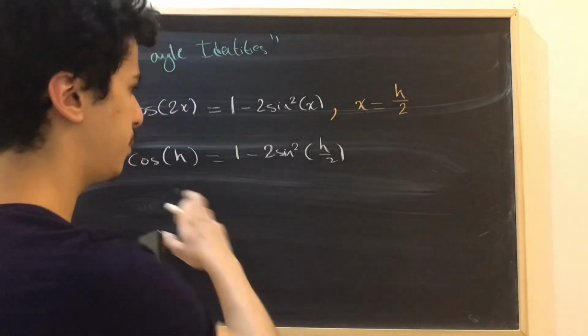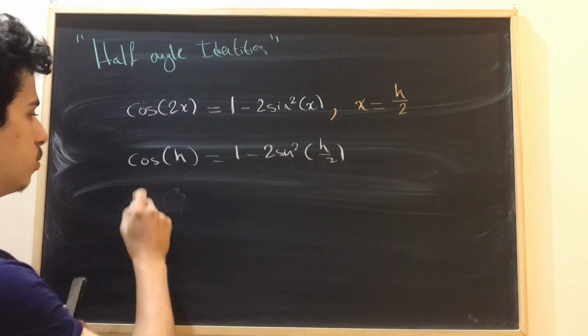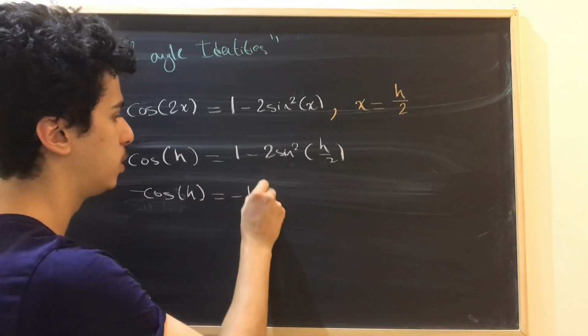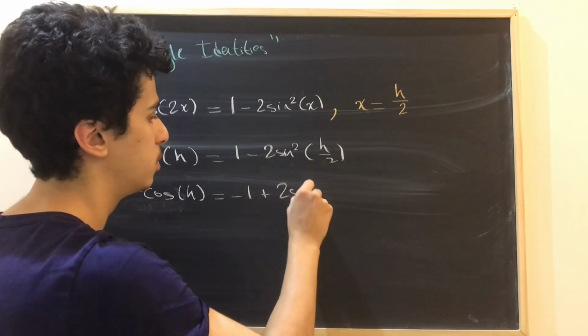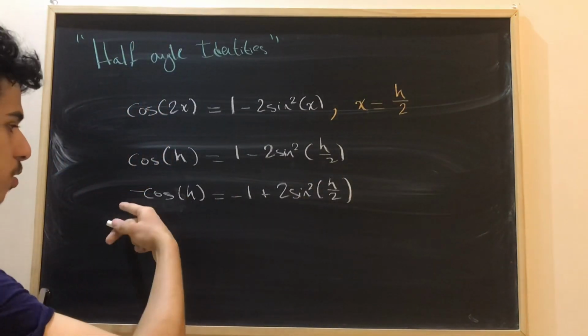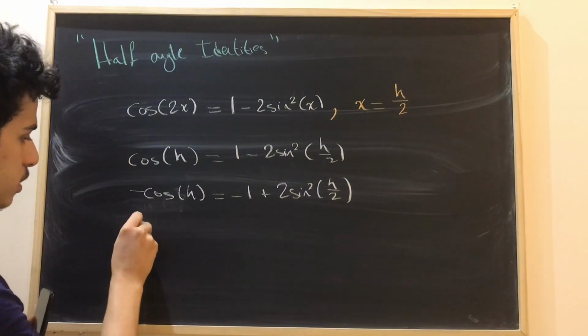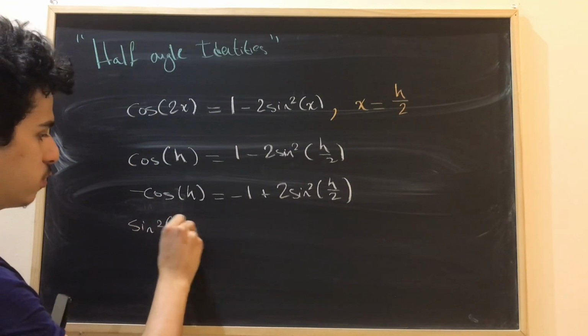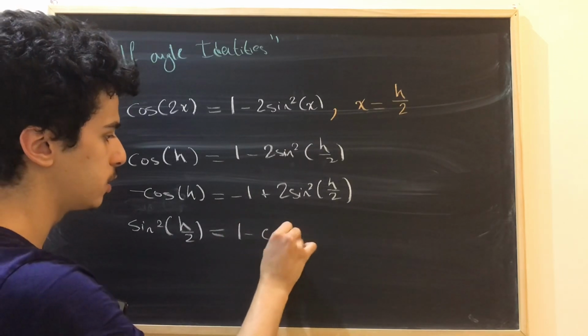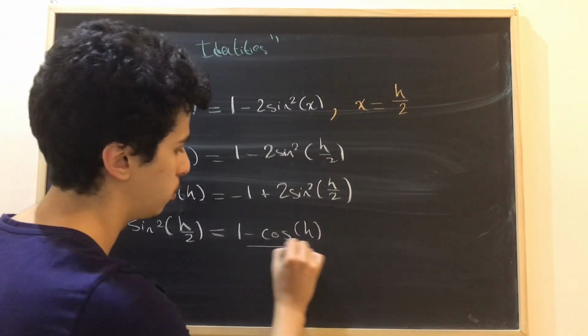So first off, I'll multiply by -1. It will make life easier. We'll get negative cosine of h equals -1 plus 2 sine squared of h over 2. And I'll move the 1 to the other side and divide by 2. So we'll get sine squared of h over 2 is equal to 1 minus cosine h all over 2.